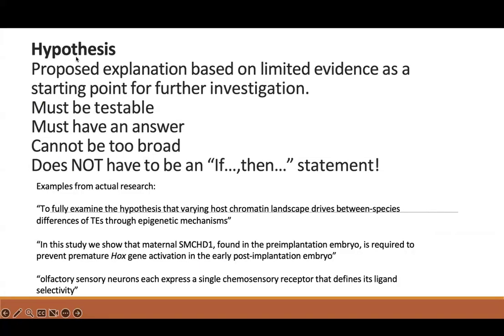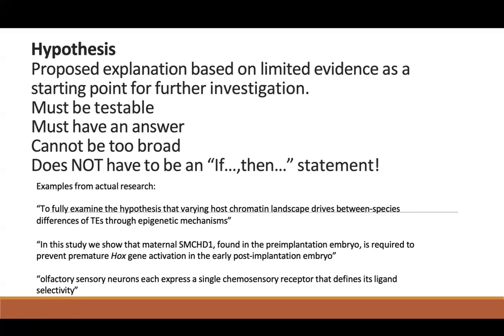In linking our observations and inferences, a lot of the times we make what's called a hypothesis, or a proposed explanation based on the evidence we have at that point. What's most important about a hypothesis is it has to be something that we're able to test. There has to be a way that we can answer it, right? At the same time, it can't be too broad, right? A hypothesis that we make needs to be narrow enough for one experiment, right?